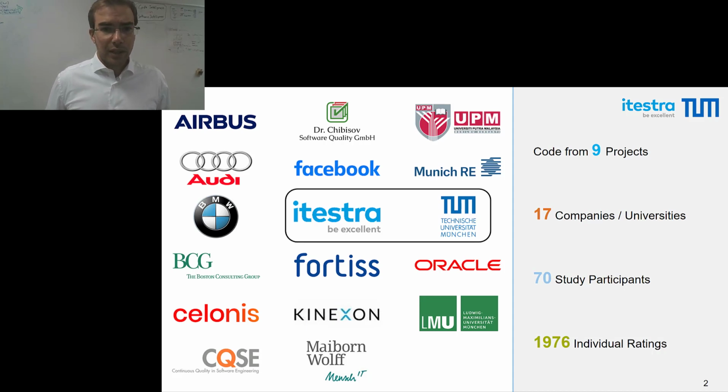In total, we collected almost 2,000 ratings of code. When I say code, I have to mention that this study is just based on Java code for several reasons. And the evaluated code was taken from 9 different projects. 4 of them are commercial systems and 5 are open source systems.